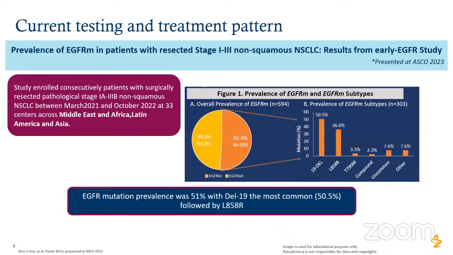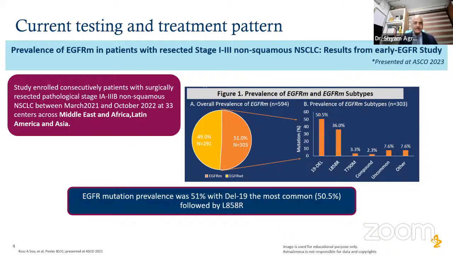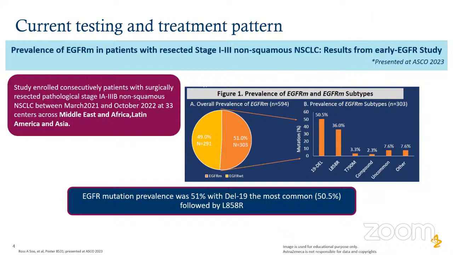So this study showed the prevalence of EGFR mutation in patients with resected stage 1 to 3 non-squamous lung cancer, from the early cancer stage 1A to 3B. It has been conducted between March 21 to October.